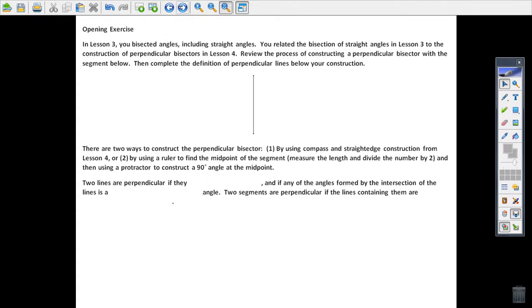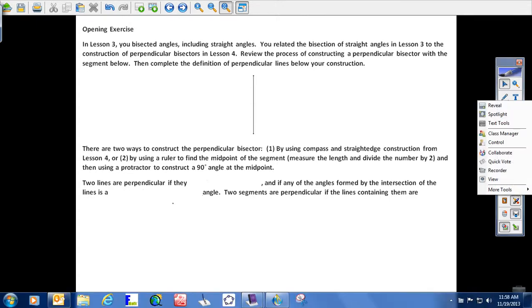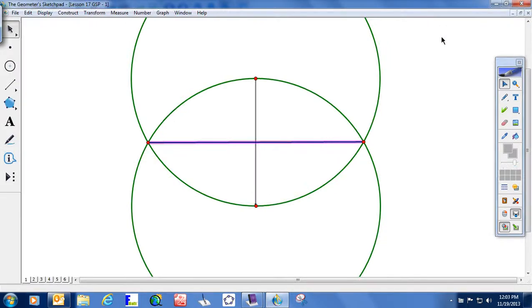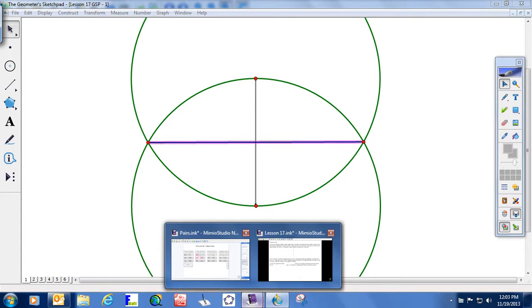So first, you have an opening exercise to do on that page. What you need to do with your partner, the person you're working with, is use your compass to construct a perpendicular bisector for the segment that's drawn on page 96. Go ahead and do that. So your construction should look like this, and let's see what you have filled in on your blanks over here.